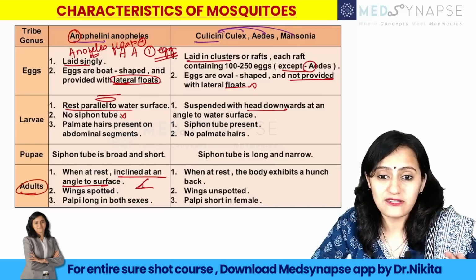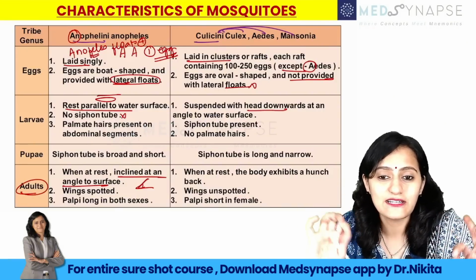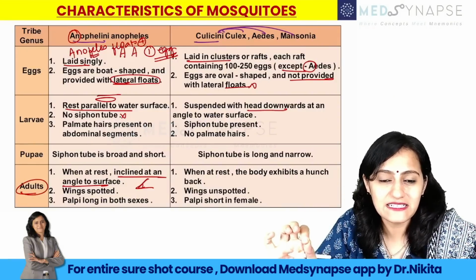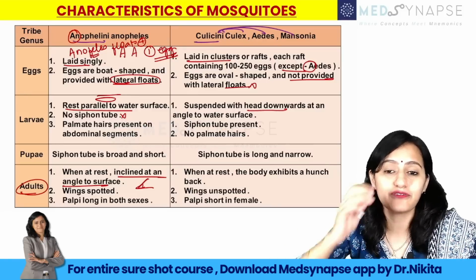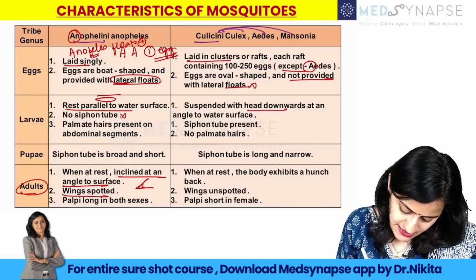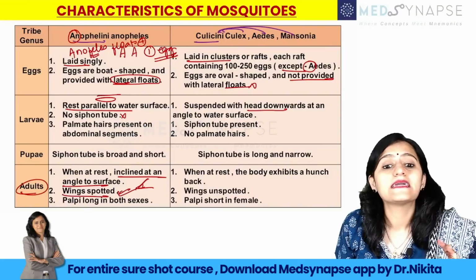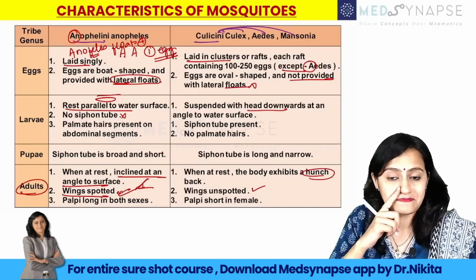So when it is a child it is very straight, but when it grows up it becomes theta, right? It gets a lot of spots on its character, does so many bad things that it becomes theta. So basically the wings are spotted in Anopheles. Here the wings are unspotted and there's a hunchback.